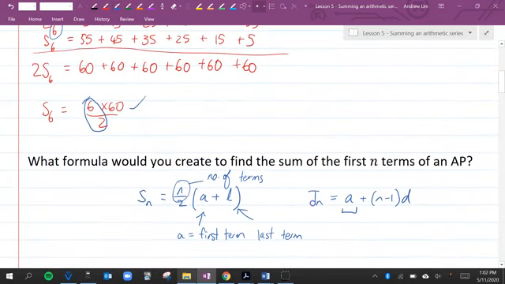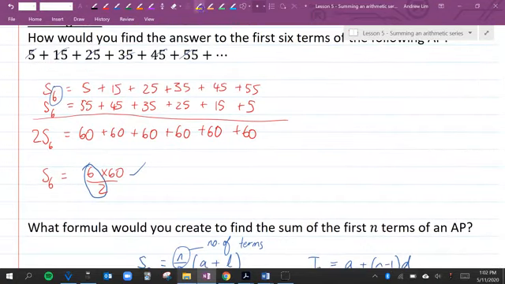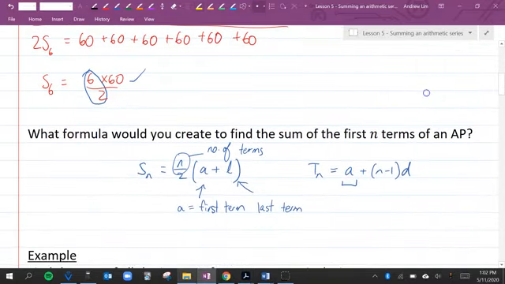So if we look back at this example up here, we can see that the first term is 5. Last term is 55. Just add them together, that's 60. And then we can times it by how many pairs of those terms there are. So the number of terms, 6, divided by 2. There's 3 pairs of those terms that will add to 60.